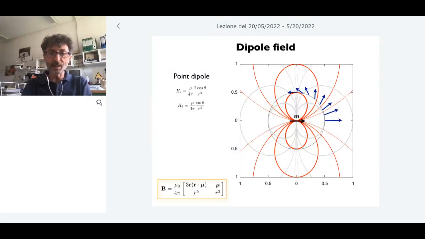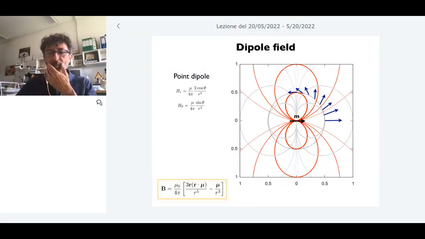Static, generated by a constant magnetic moment put there. Okay, so let's say we have made in this case the hypothesis that the volume where the sources are is just concentrated in one point. So we are always in the condition of the dipolar field.